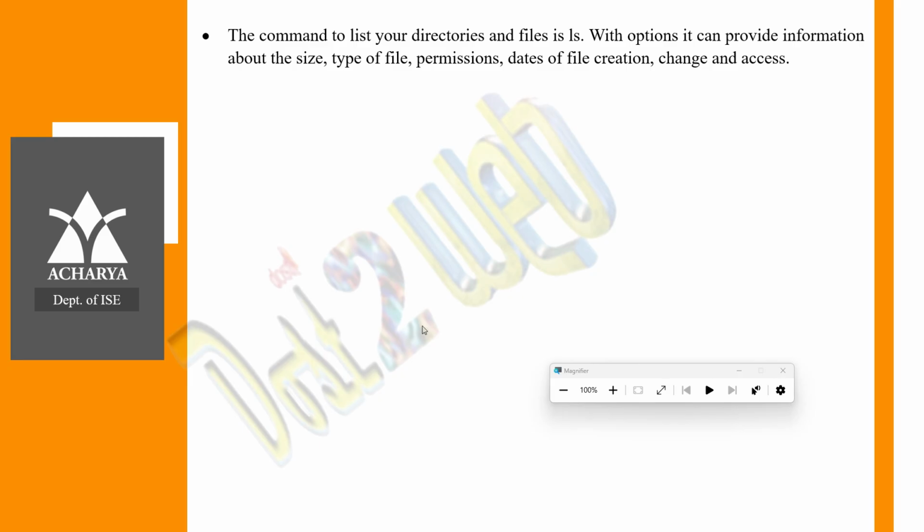In ls we have options. If you remember, in the previous class we discussed that we have some options and arguments. It is totally based on you: if you want to use an option, based on what search you are going to do, you are going to execute. A statement with an option can provide information about the size, type of file, permissions, and the date of file creation, changes and access. This entire information can be given with the help of options.